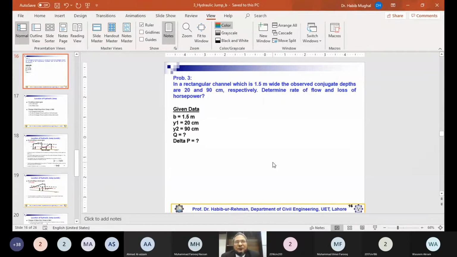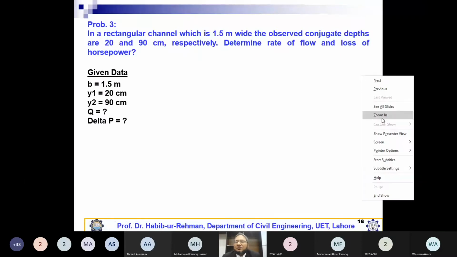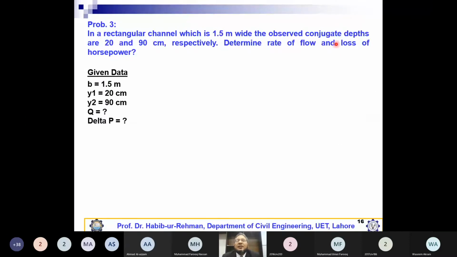By the way, what is the name of the chapter going on? Hydraulic jump. Very good. And you know, in this chapter, we already have solved 2 numerical problems. Today, we want to solve the third one. So, what is the problem statement?